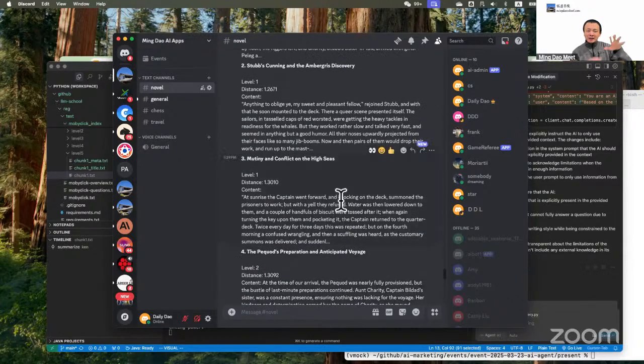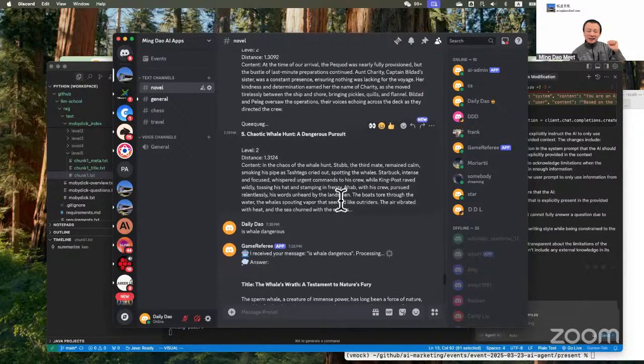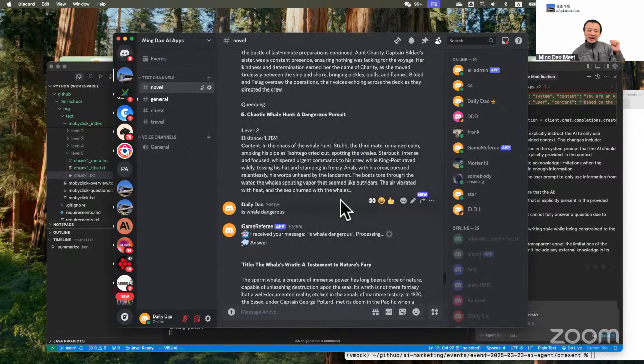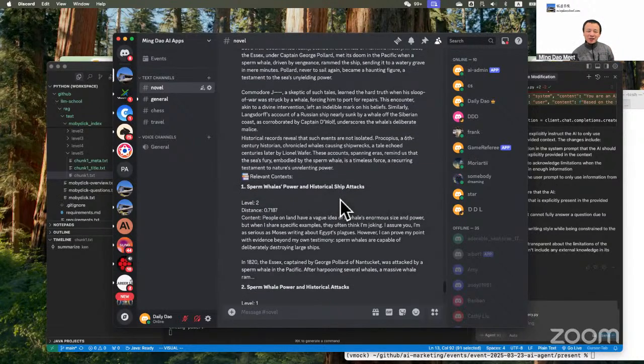So for the previous question, they had to gather different paragraphs about different crew members and then combine them together. But about the danger of whales, they actually found very specific paragraphs that are really talking about the danger of whales. And the distance is much closer. You see the 0.7, right? It's almost like half as close as when they prepared the answer for my previous question.